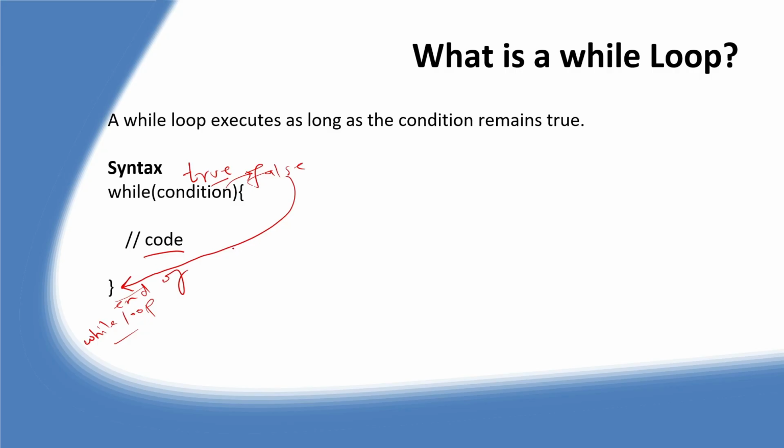The syntax of while loop is simple. The while loop first evaluates the condition. If the condition is true, the loop body executes. If the condition is false, the loop terminates and it will end the loop. So a while loop executes as long as the condition remains true.